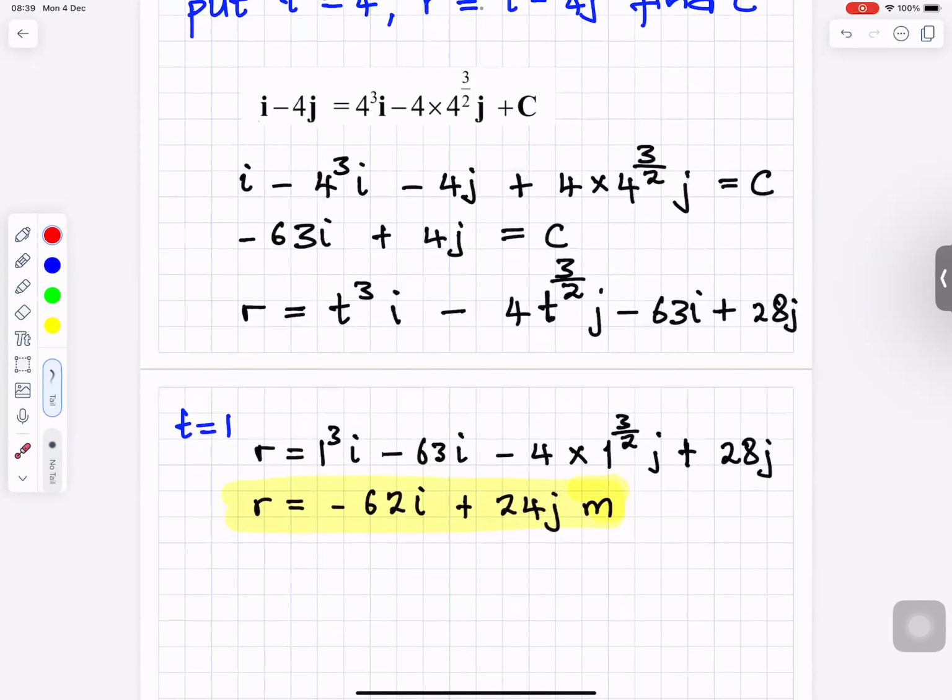So when you want to find it, you find it when t equals 1. So you put t is 1 there, put t is 1 there, and you put all the i's together. So 1 minus 63 is minus 62i. And then put the j's together. You got 24j. That's your final answer then.